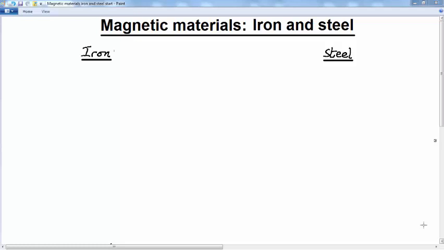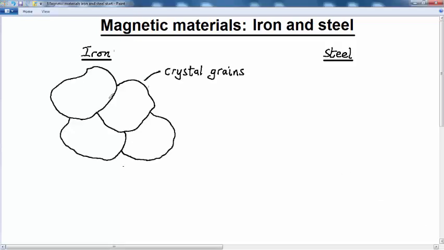Okay, so if we were to look at the surface of iron under a high-powered microscope, the crystal grains would appear something like this. Now, these crystal grains run throughout the entire sample, and the region where one crystal grain meets another is called the grain boundary. Okay, so this is the grain boundary.